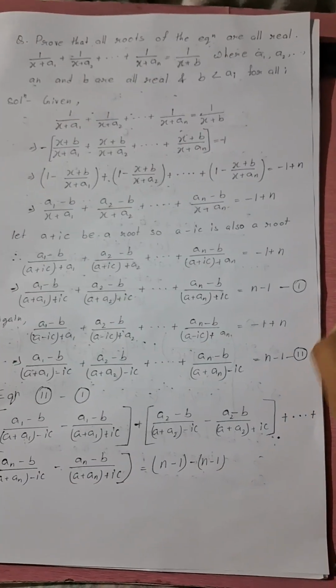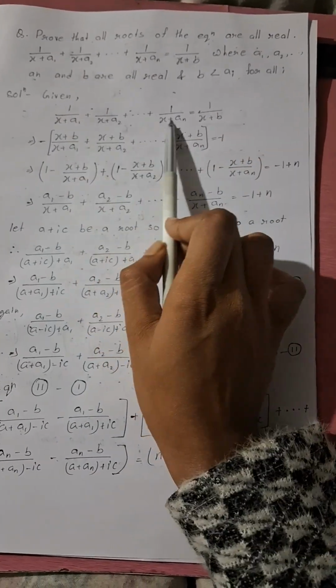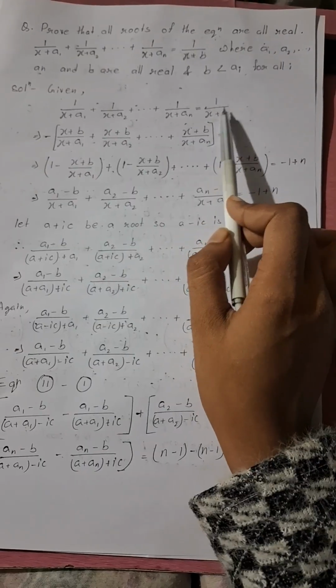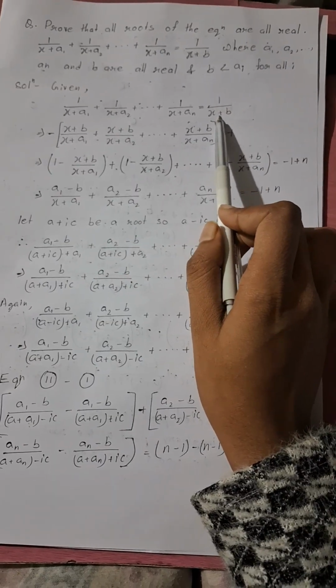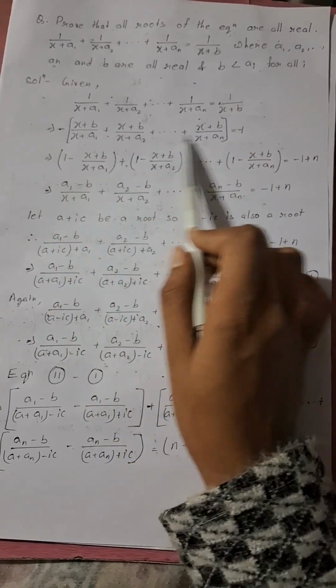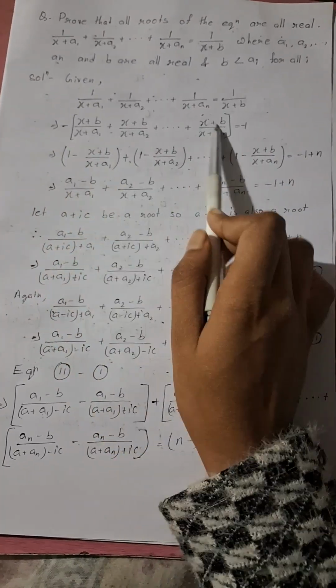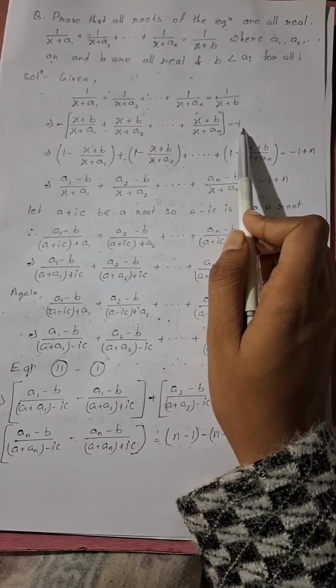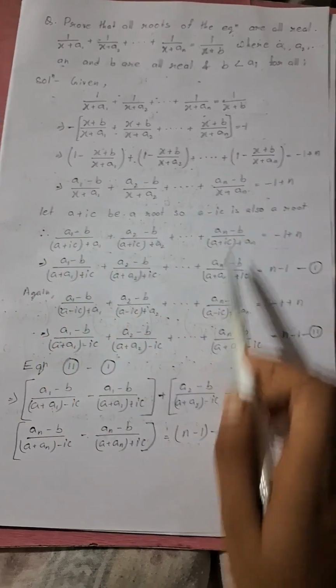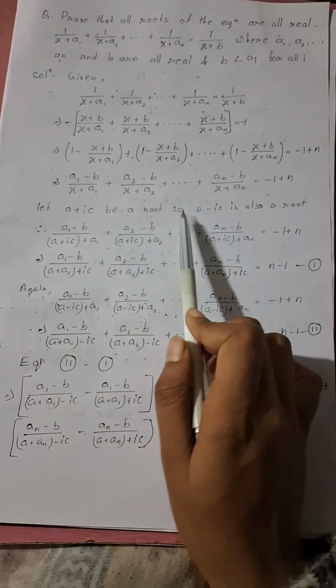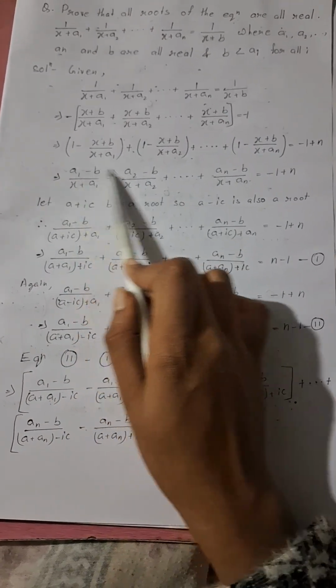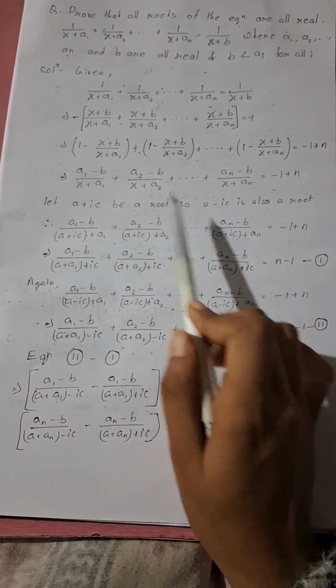To prove that all roots of the equation are real, we have the equation and we need to equate the right side of the value to 1. So multiplying x plus b to the whole equation, we get this equation. Now we'll multiply by minus to both sides, then we'll add minus 1 n times. So we get this equation. Now we'll put a plus ic and a minus ic in this equation, as a plus ic and a minus ic are the roots of the equation.